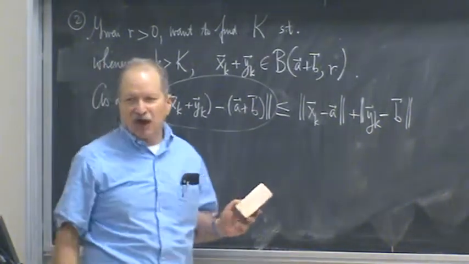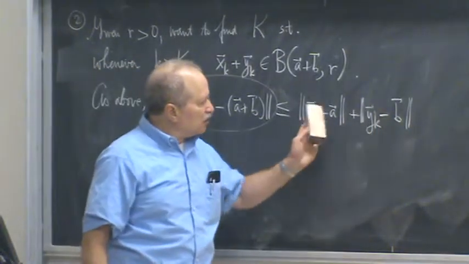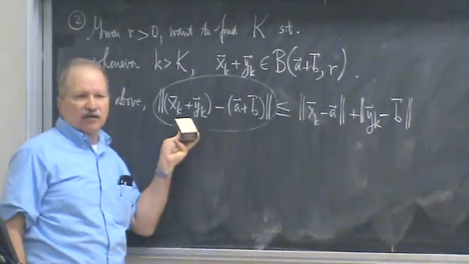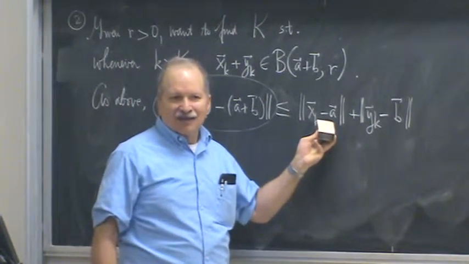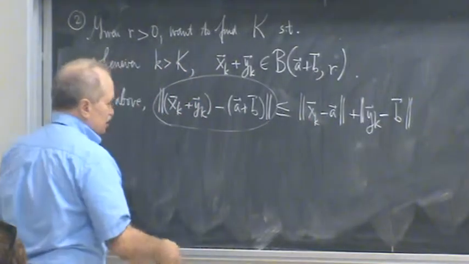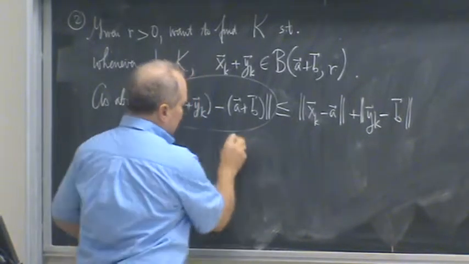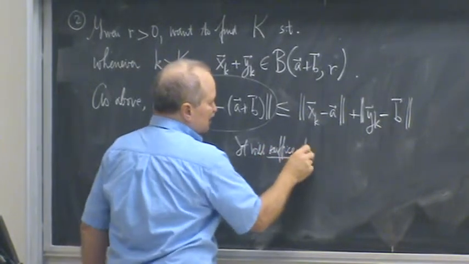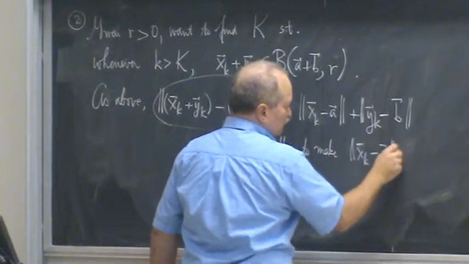So you're going to play this game a lot if you haven't already done it in other math courses. How small should I make both of these to guarantee that this will be less than r? R over 2. If I make each of these less than r over 2, then the sum is r, which means this magnitude is less than r. So it will suffice to make each of these pieces less than r over 2.